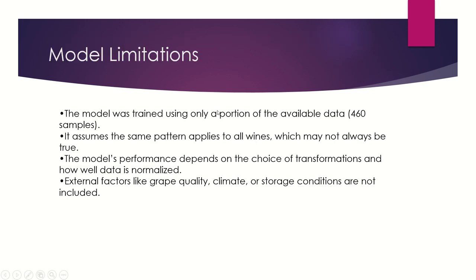Model limitations. The model was trained using only a portion of the available data, 460 samples. It assumes the same pattern applies to all wines, which may not always be true. The model's performance depends on the choice of transformations and how well data is normalized. External factors like grape quality, climate, or storage conditions are not included.